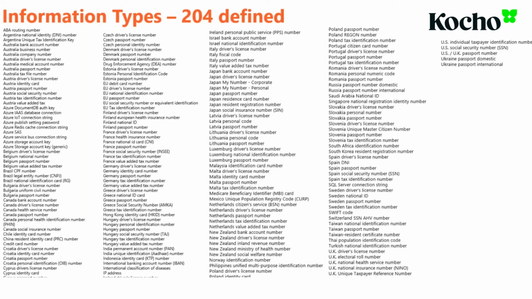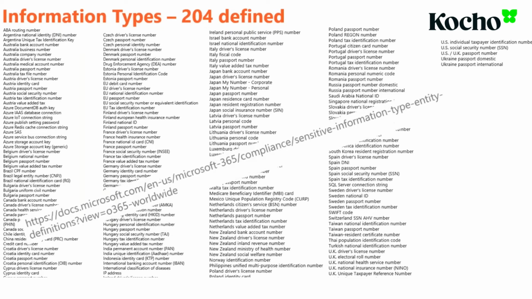Yes, they are all on this one slide, and yes, it does make it very difficult to read. But it's also very easy to find. It's a simple URL that you can just click on or enter or follow, which will give you that worldwide view of all of the information types.